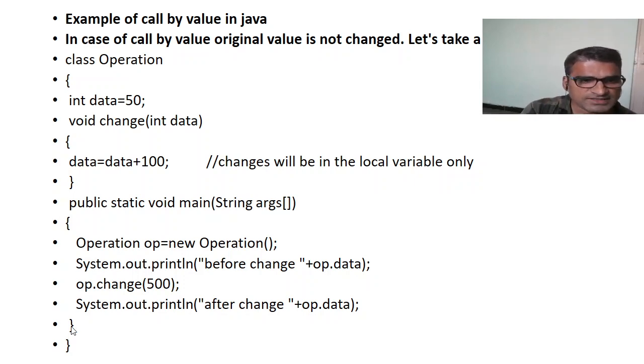Even though there are two instances where the data values are changed, it is going to display only 50. Before change also 50, after change also 50. Why? Because we are calling a method by passing a data value. So in short, whenever we call a method by passing a value, that process or technique is known as call by value.